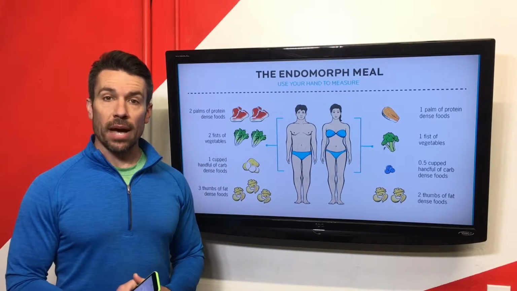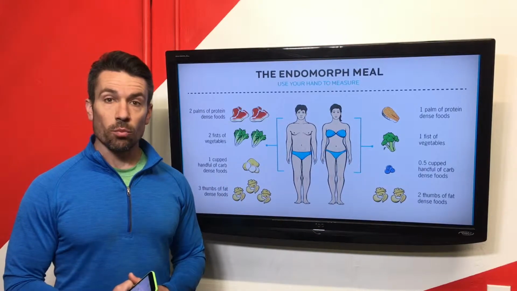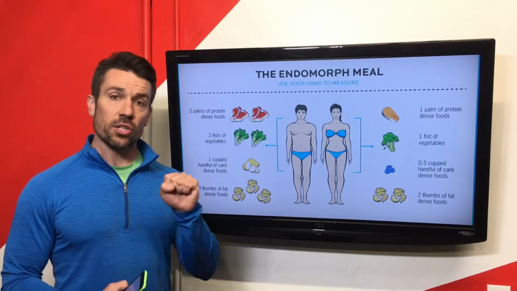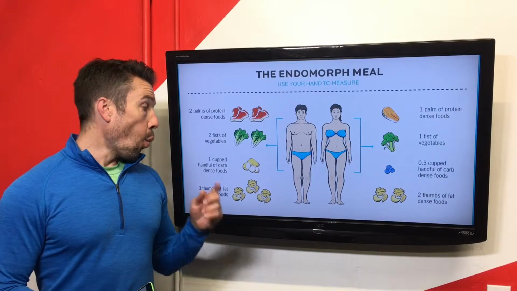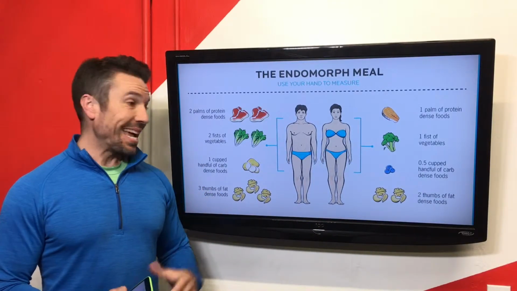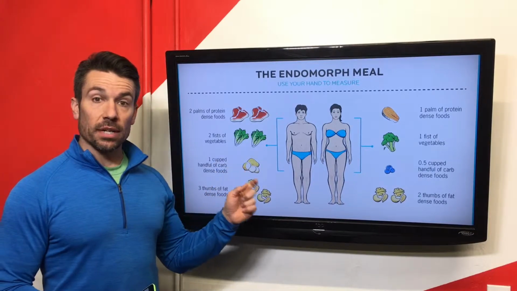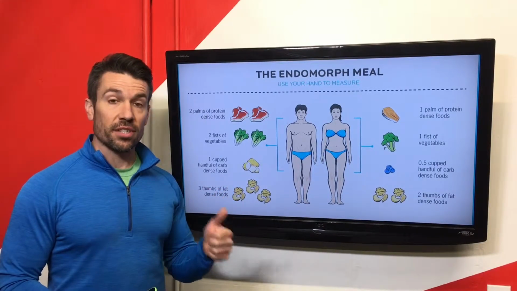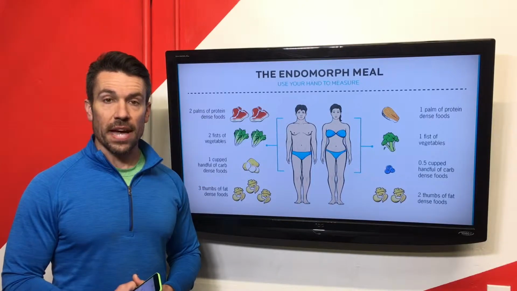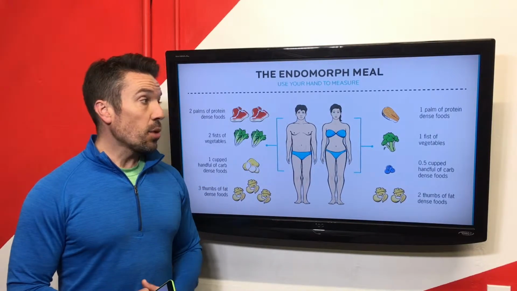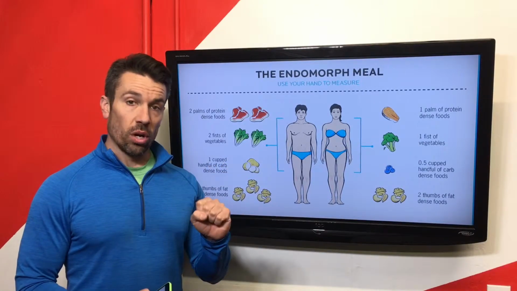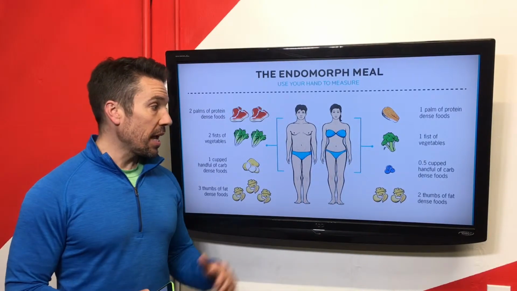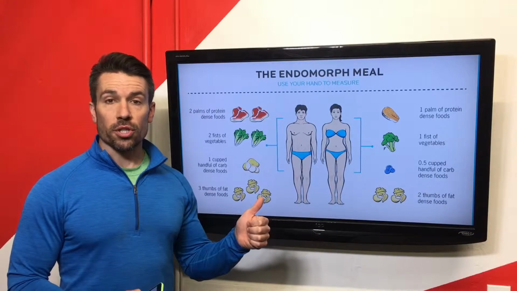And lastly, now talking about the proportions for the endomorph. For the men, it's going to be 2 palm-sized portions of protein, 2 fist-sized portions of vegetables, 1 cupped handful of carb-dense food, and since they are less carb tolerant, you can actually compensate by having a little bit more of the fat-dense food. So now you're going to have 3 thumb-sized portions of fat-dense food. On the women's side, you have 1 palm-sized portion of protein, 1 fist-sized portion of vegetables, a half cupped handful of carb-dense food, and 2 thumb-sized portions of fat-dense food.